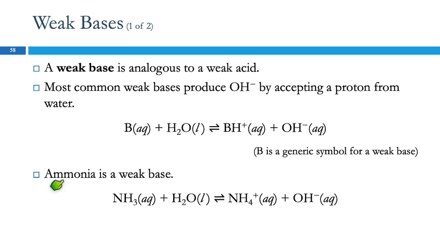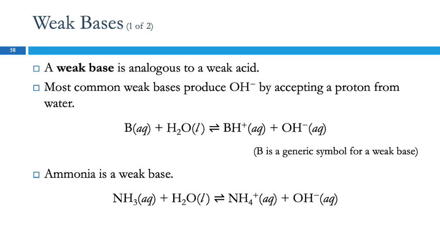So the most common weak base we run into is ammonia, NH3. So NH3 interacts with water. The water acts as an acid and donates a hydrogen to the ammonia. The base is accepting the proton, and we produce hydroxide ion. This is ammonium ion. This is the conjugate acid of this weak base.